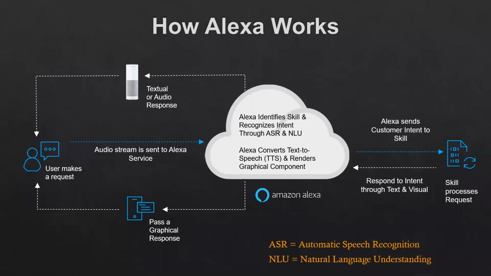Okay, now let me explain how Alexa works. The first thing that happens is the user makes a request. It can be anything as simple as, Alexa, what's the weather? Or it can be something slightly more complex, such as, Alexa, open Jeopardy, for example. Your Echo device hears what you say, makes an audio of it, and streams it to the Alexa service.